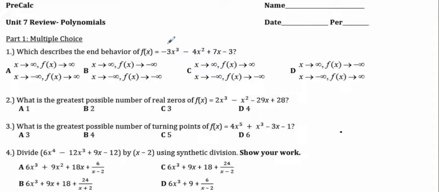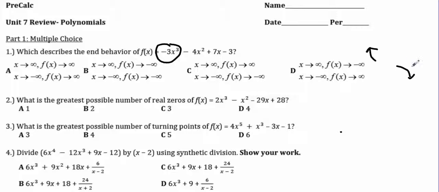Okay, when I look at this function, I always want to look at the highest degree. The highest degree is 3, and the leading coefficient is -3. So that's a negative odd power, negative odd function. So I know that the end behavior is going to look something like this.